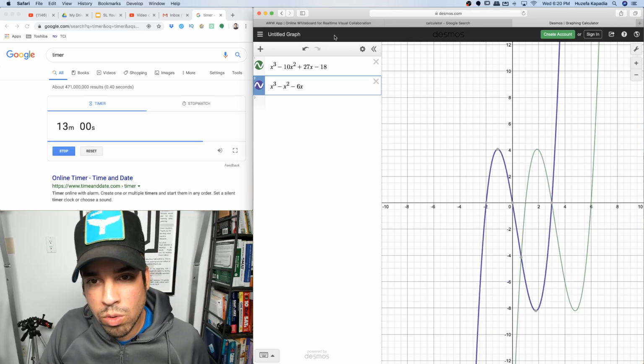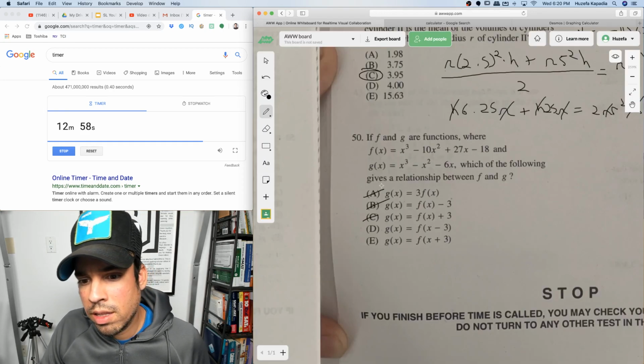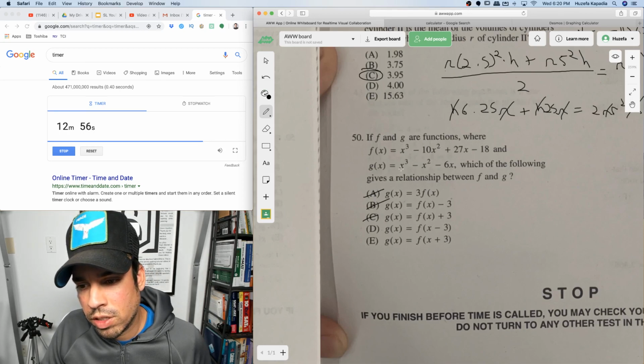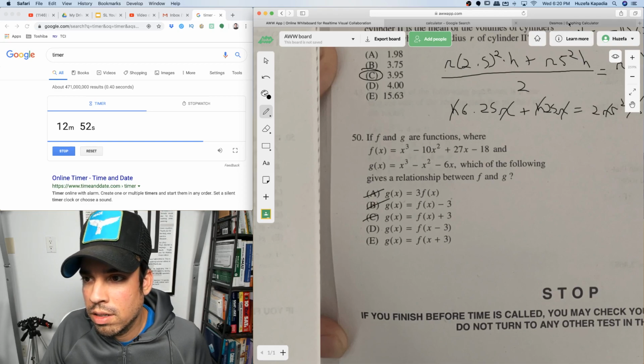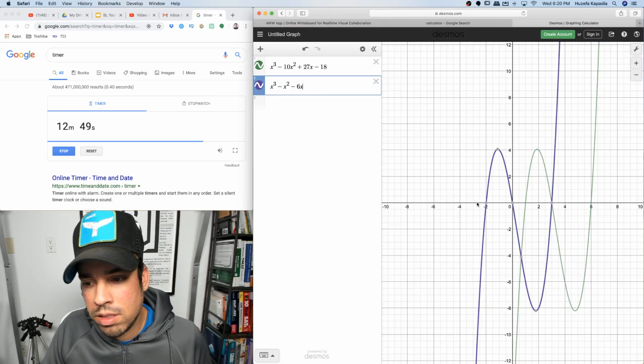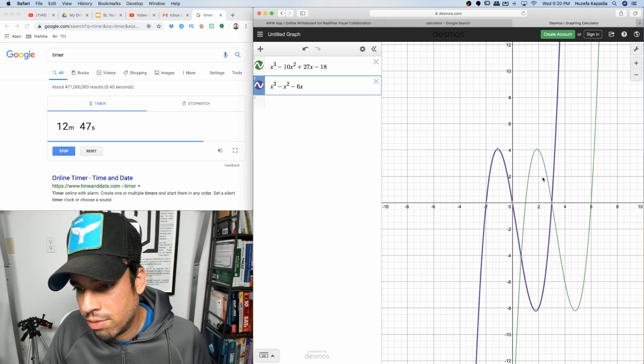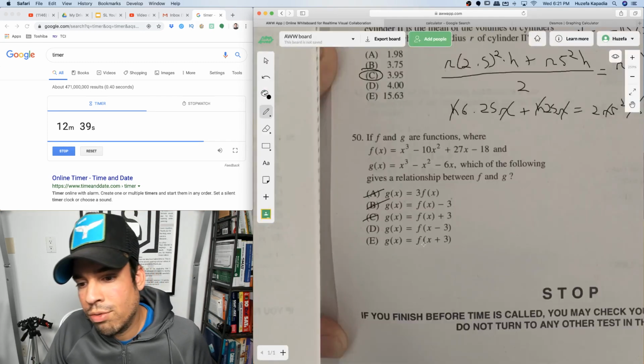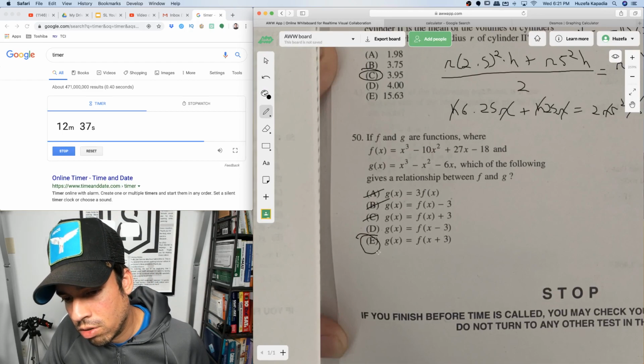All right, and which one is which? They're saying that the bottom one is g of x. G of x is f of x shifted. This one shifted left how much? 3. And when you shift left 3, you're actually adding 3. It's counterintuitive, so it's that one.